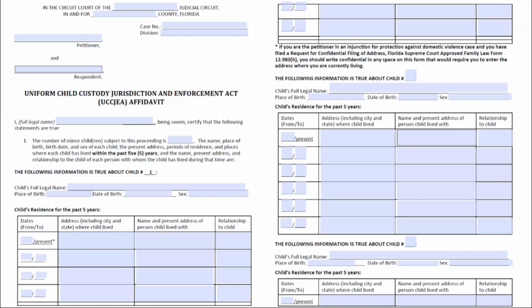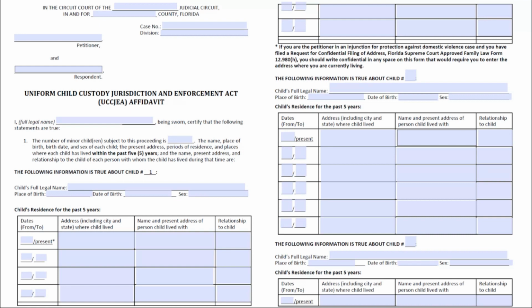In the series of boxes that are provided for child number 1, you must fill out the child's residence or residences for the past 5 years. If the child is under the age of 5, you must fill out the child's residences going back to their date of birth. You will start with the most recent residence or residences of the child, indicate when they began living at that residence through the present in the space provided.